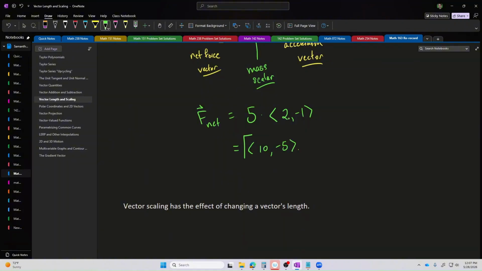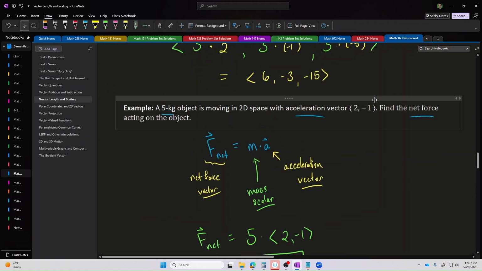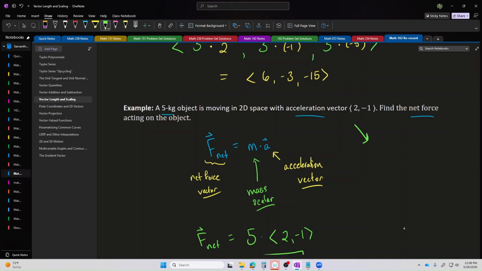So this would be the net force experienced by this object that's causing it to accelerate in the positive x direction and the negative y direction. It's accelerating this way because the forces are pulling it this way.